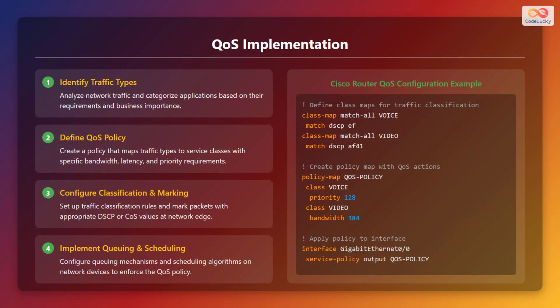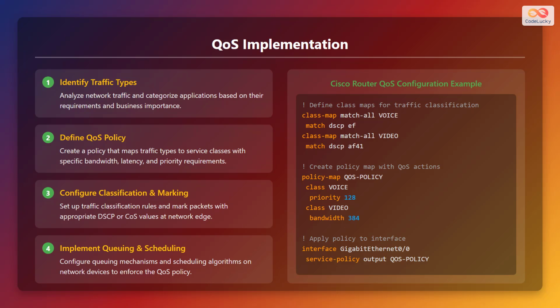Let's walk through the steps to implementing quality of service. First, you need to identify traffic types. Analyze network traffic and categorize applications based on their requirements and business importance. Next, define a quality of service policy. Create a policy that maps traffic types to service classes with specific bandwidth, latency, and priority requirements.